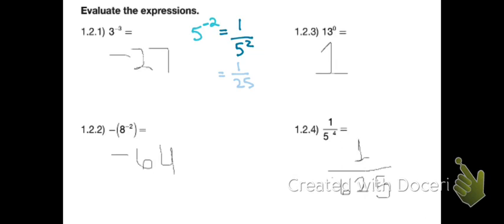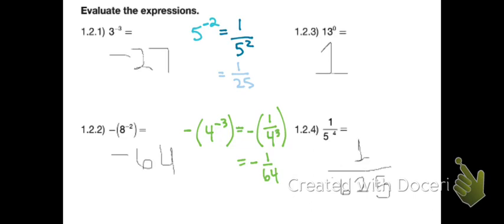For number 2, very similar. If I have negative 4 to the negative third power, let's first simplify what's inside the parentheses. So this is going to be negative, but 4 to the negative third power is 1 over 4 to the third power. And 4 to the third power is 4 times 4 times 4, which is 64. So this is the same as negative 1 over 64. Okay? Number 3 is correct.